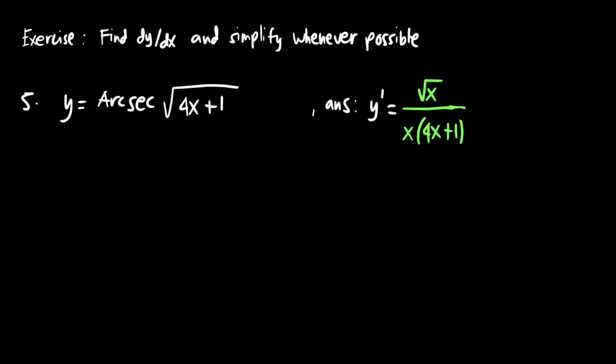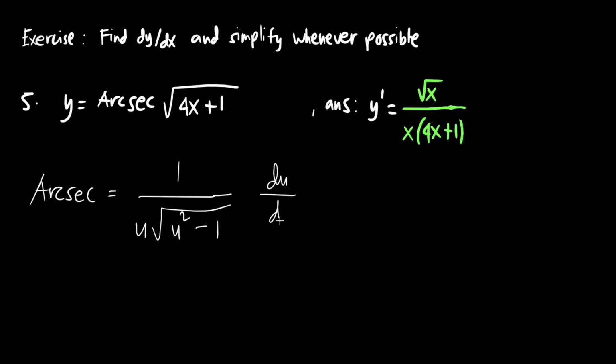Number 5, y is equal to arc secant of the square root of 4x plus 1. So we'll get its first derivative, dy over dx. Take note that the derivative of arc secant is just equal to 1 all over u square root of u squared minus 1, times du over dx. So the u here is the square root of 4x plus 1, or 4x plus 1 raised to the power of 1 half. So let's solve this one.